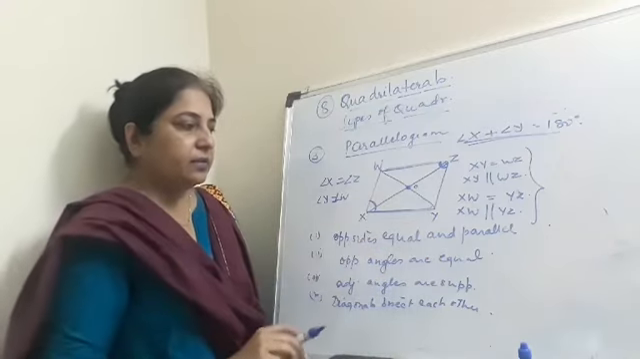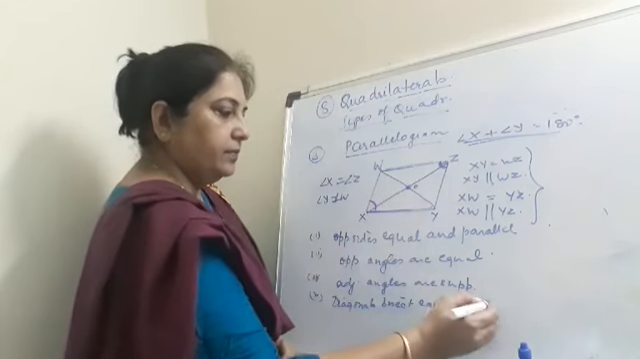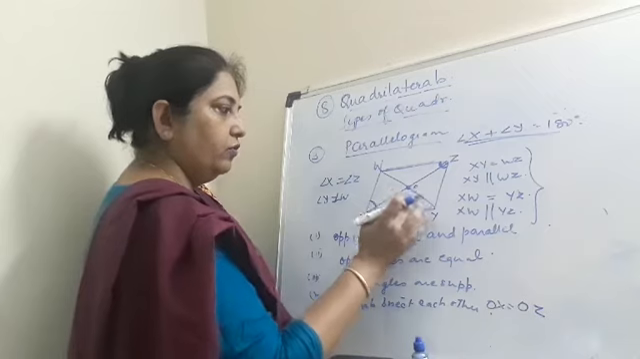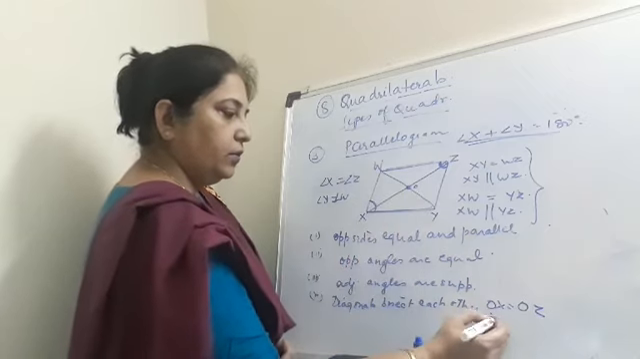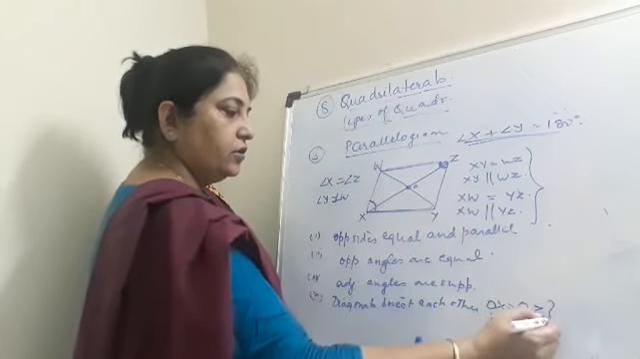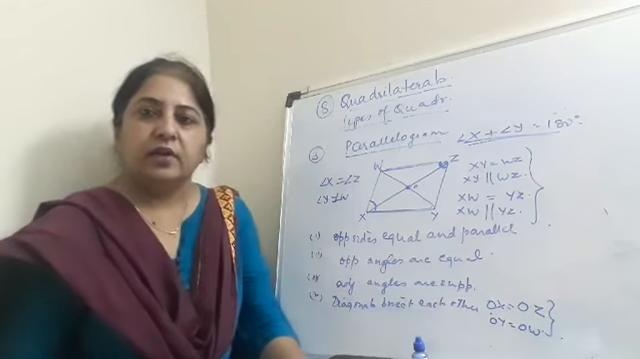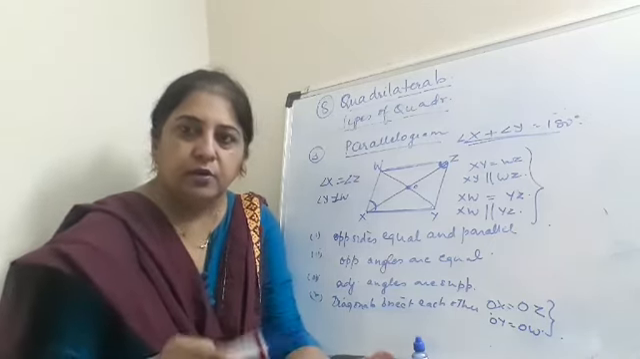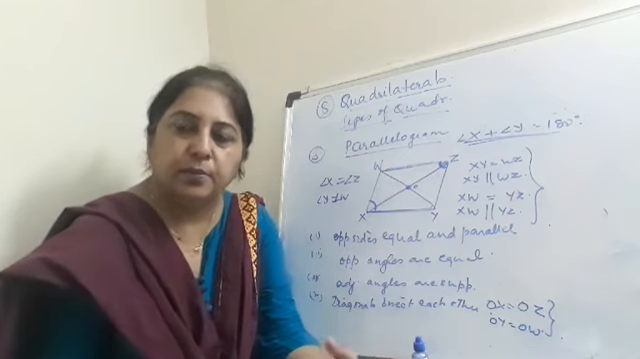Diagonals bisect each other means what? OX is equal to OZ and OY is equal to OW. So children, study these properties today and write them in your notebook, and tomorrow I am going to continue the same chapter. Today you learn all these properties.